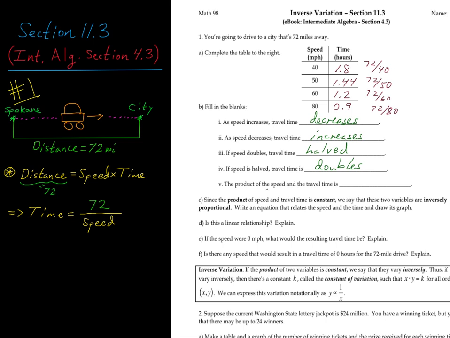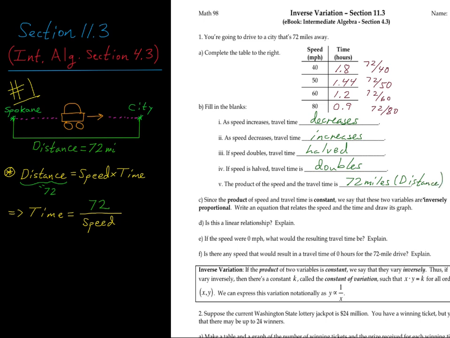And then finally it says the product of the speed and the travel time is blank. If I just do the reverse of what I did to fill out the table, so multiply 40 and 1.8, I'm going to get that distance of 72. And I'm going to get that same constant for every one of these speed-time pairs. So 50 times 1.44 is 72. 60 times 1.2 is 72. And 80 times 0.9 is also 72. For emphasis, this is 72 miles. That is just our distance here.